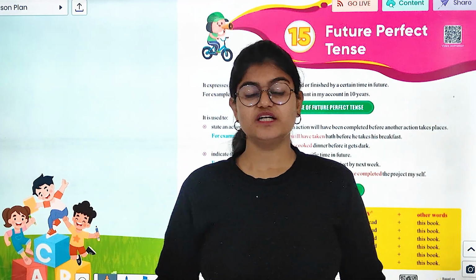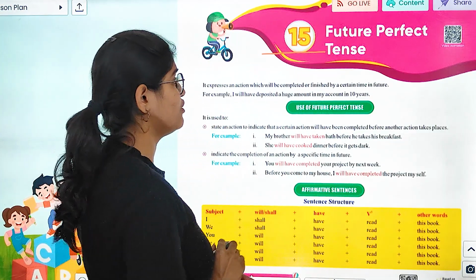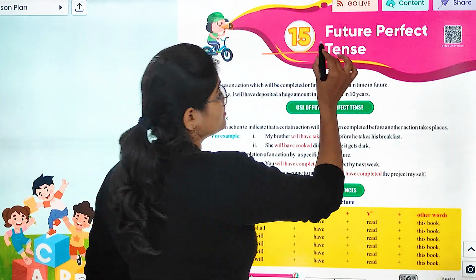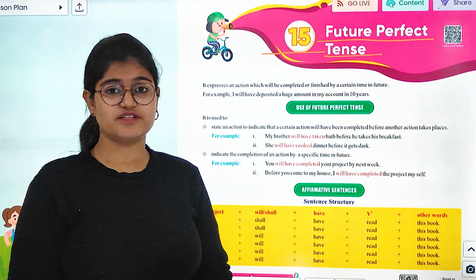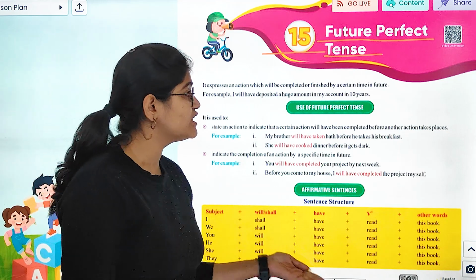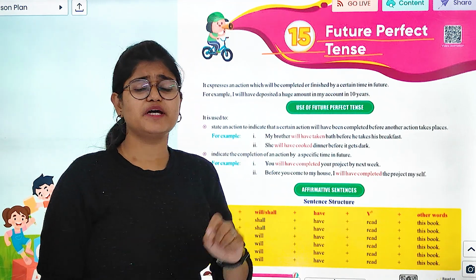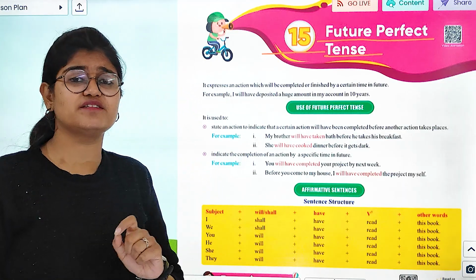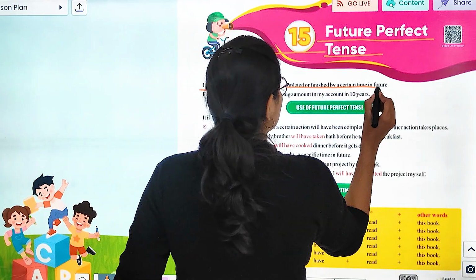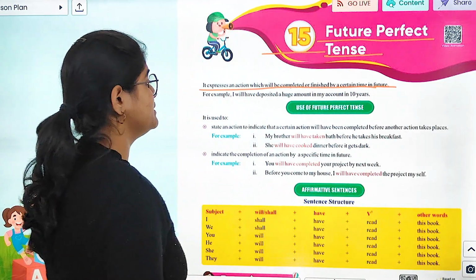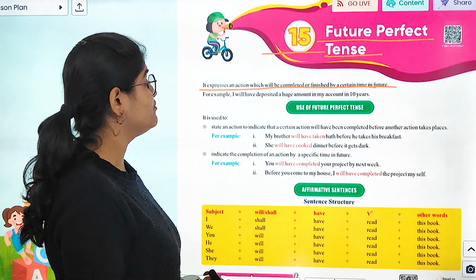So let us begin with chapter number 15 of grammar, and the name of the chapter is the future perfect tense. So in this chapter हम लोग बात करेंगे about the future perfect tense. So सबसे पहले ये जानते हैं कि ये future perfect tense आखिर क्या होता है. Like it expresses an action which will be completed or finished by a certain time in future.